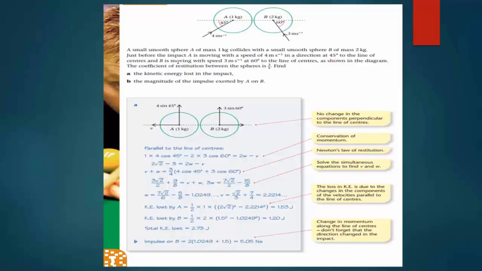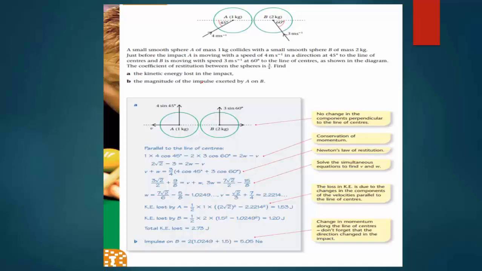So A moves with speed of 4 meters per second before impact at 45 degrees to the line of centers. And B is moving with speed of 3 meters per second at 60 degrees to the line of centers, as shown in the diagram. The coefficient of restitution between the spheres is 3/4. Find the kinetic energy lost in the impact, and second, the magnitude of the impulse exerted by A on B.